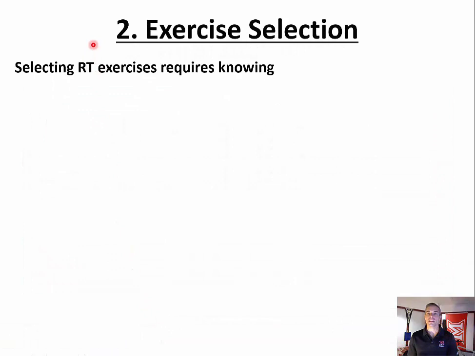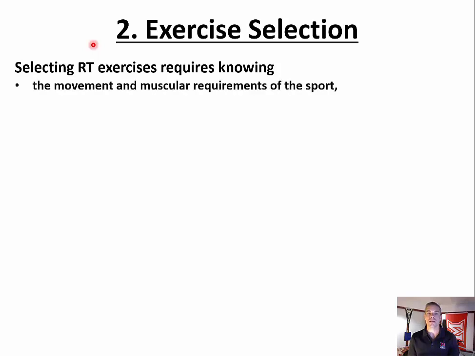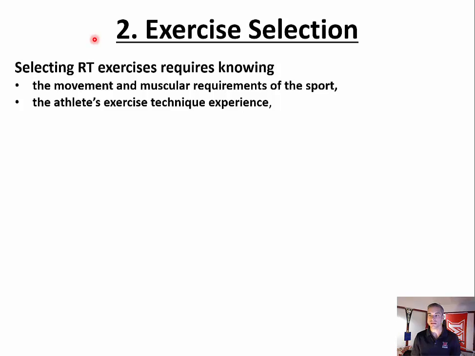So after we perform the needs analysis, the second step here is exercise selection. So selecting resistance training exercises requires knowing several things. This includes the movement and muscular requirements of that sport. And again, this goes back to the movement analysis performed as part of the needs analysis. We also have to know the athlete's exercise technique experience. And if there's any doubt in the athlete's experience, have the athlete demonstrate the exercise and provide instruction and feedback as needed.